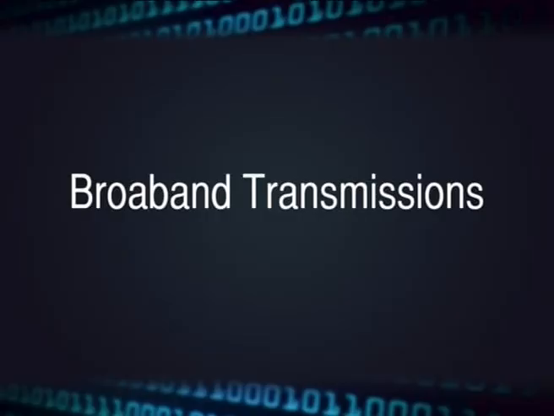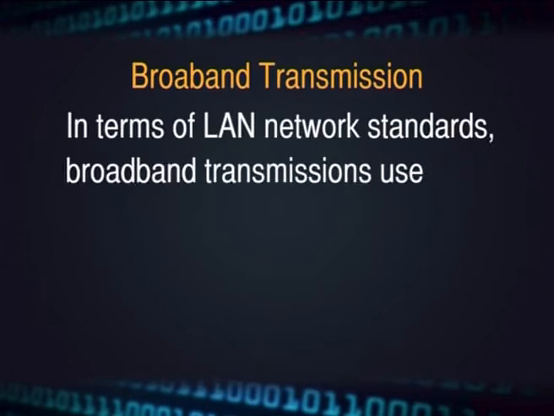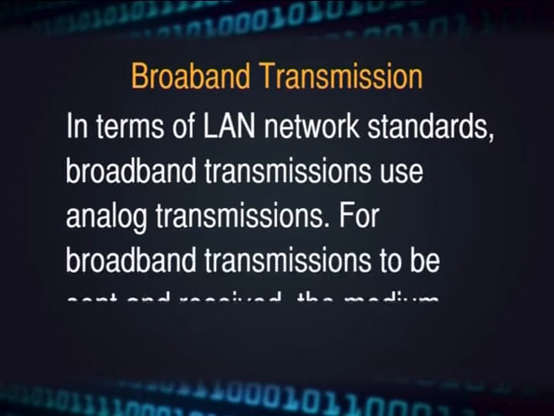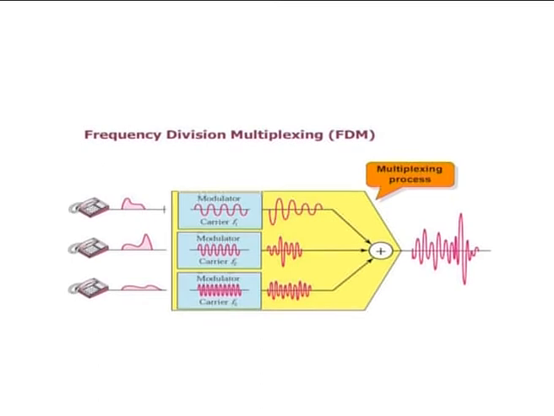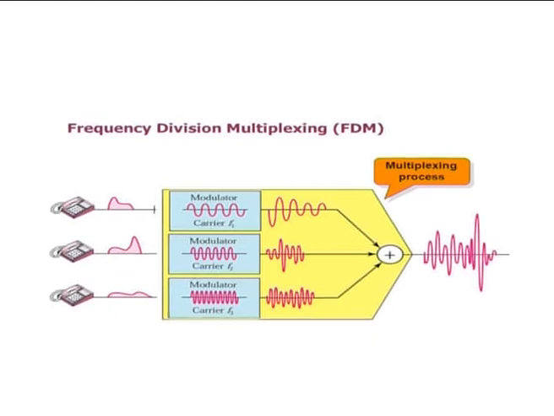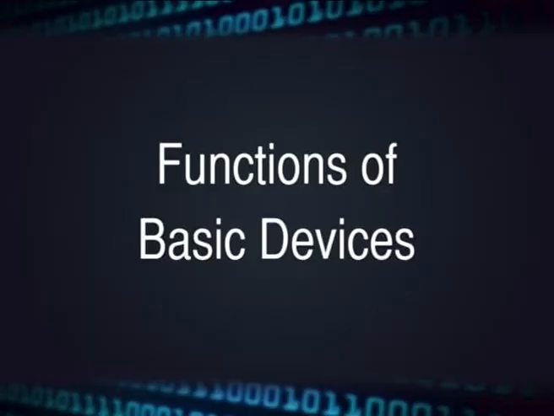Broadband transmissions. In terms of LAN network standards, broadband transmissions use analog transmissions. For broadband transmissions to be sent and received, the medium must be split into two channels. Multiple channels are created using frequency division multiplexing, that is FDM. To employ any of the methods, we need to deal with network hardware devices. Now, let us talk about the functions of basic devices.